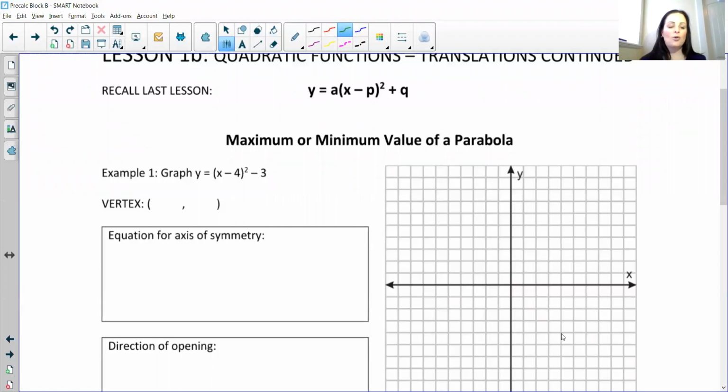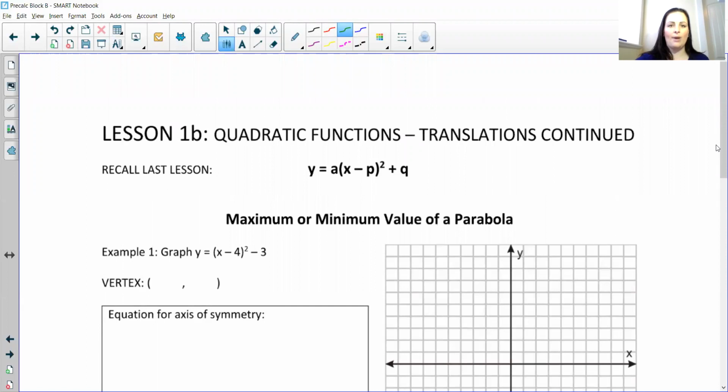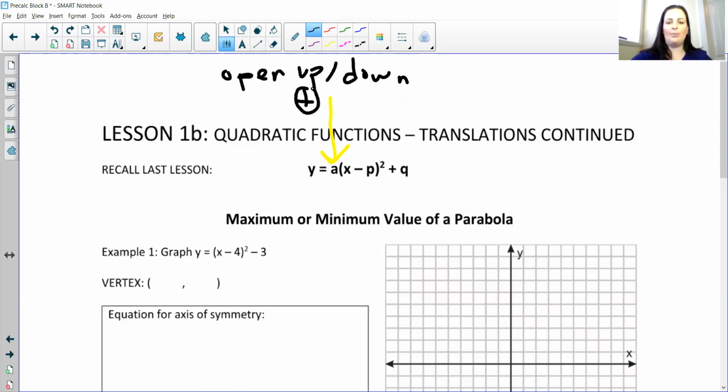Okay, so this is your page 65, I believe, in your note package. And last lesson we talked about this format, and it's called vertex form. And if there's a number in the A position, that tells us whether it's going to open up or down. So if it's positive, it's going to open up, and if it's a negative number, it's going to open down.